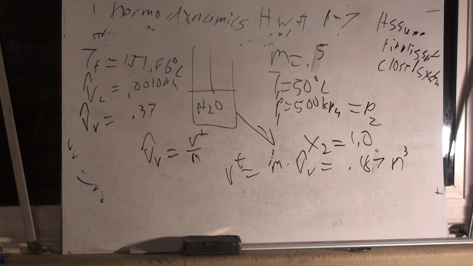Now you might also want, can I find the initial volume? Well, let's think about this. Can we find the initial volume? I have to ask myself, does the state postulate apply? What does the state postulate say? It says if I know two independent intensive variables of a system, I know the complete state of that system. So, at the beginning, do I have two independent intensive variables? I have a temperature and a pressure, and because it's not saturated, because it's not at that temperature, I do.